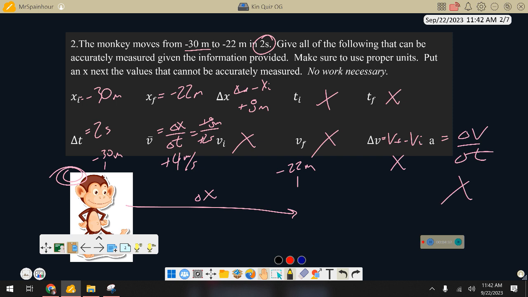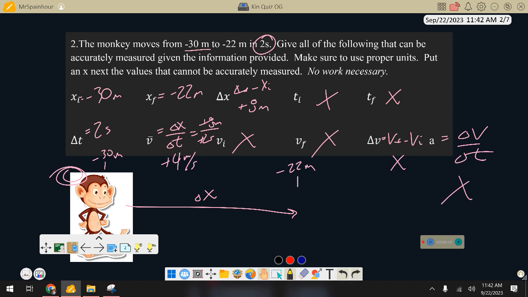We don't know how fast he was moving at the beginning or the end. These numbers would still make sense to us if the monkey was walking at a steady pace across, or if he was going fast and then slowed down, or he could be going slow and then speed up.